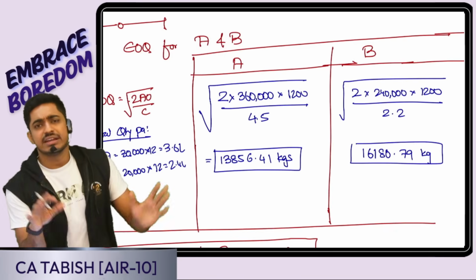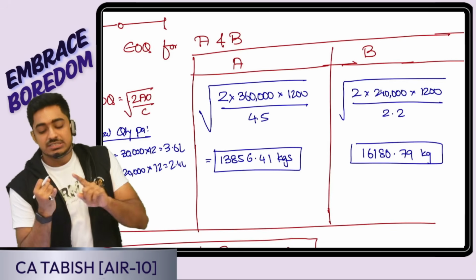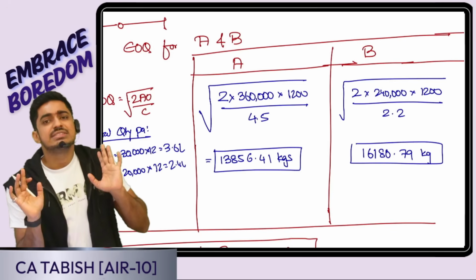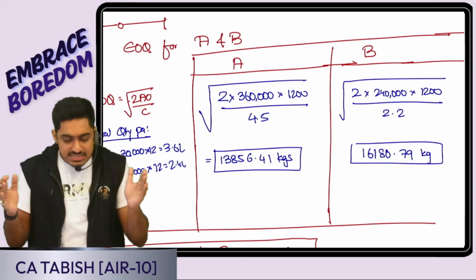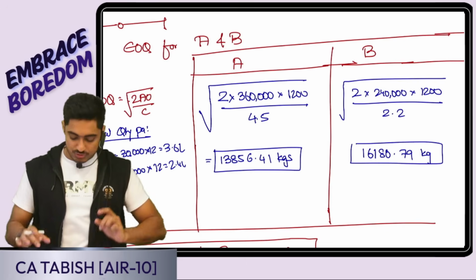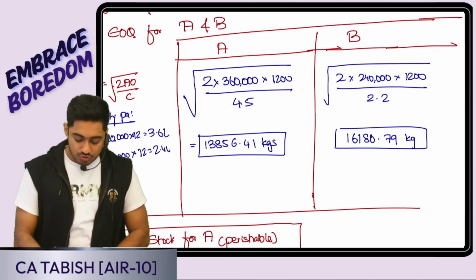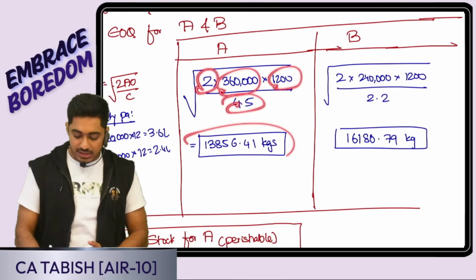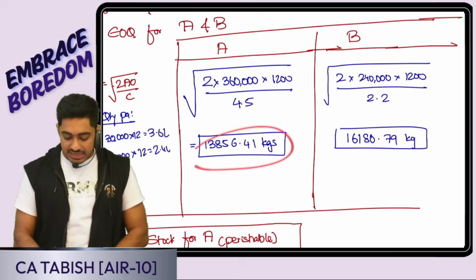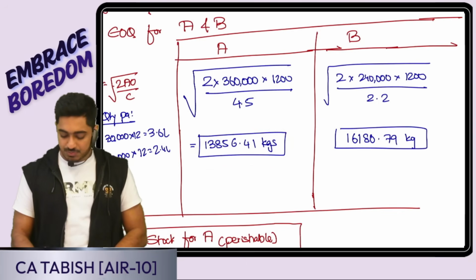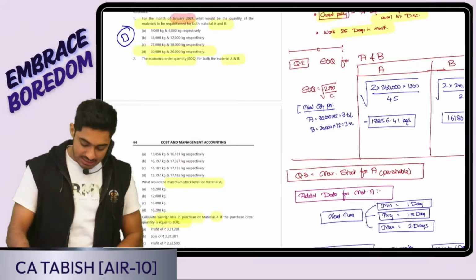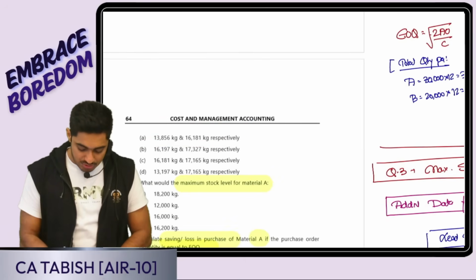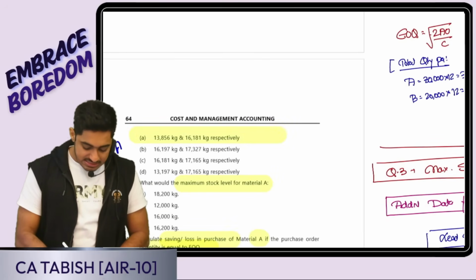I can sit and solve the entire question from scratch again, but first, it is going to take a lot of time, and second, it is not going to add any value. My intention is to cover it in the lowest possible time, so all calculations I have done before. Square root of 2AO divided by C: 2 into 3,60,000 into 1200 divided by 4.5. Taking the square root, you get 13,856.41 and 16,180, so 13,856 and 16,181 kg. So it is option A. Is this clear, everyone?